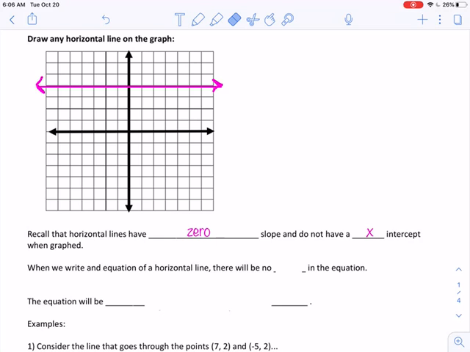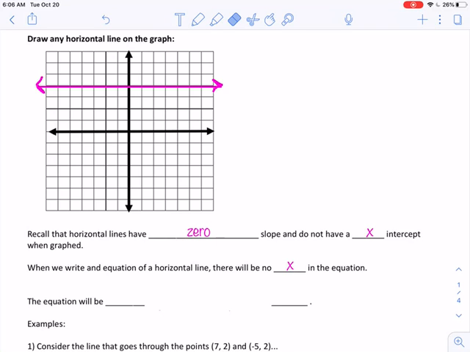Like I just mentioned, they don't have an x-intercept. They run horizontal or parallel to that x-axis. They never ever cross the x-axis. Since these lines do not have an x-intercept, today when we are writing an equation of a horizontal line, there will not be an x in that equation. Okay, so no x-intercept, it's missing the x-intercept. Graphically, it's going to be missing the x in the equation.